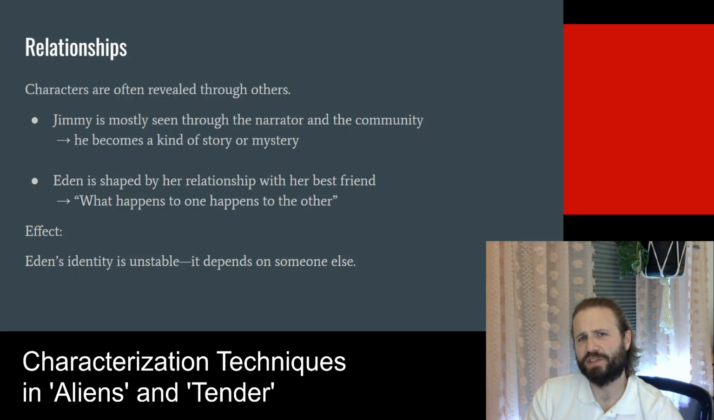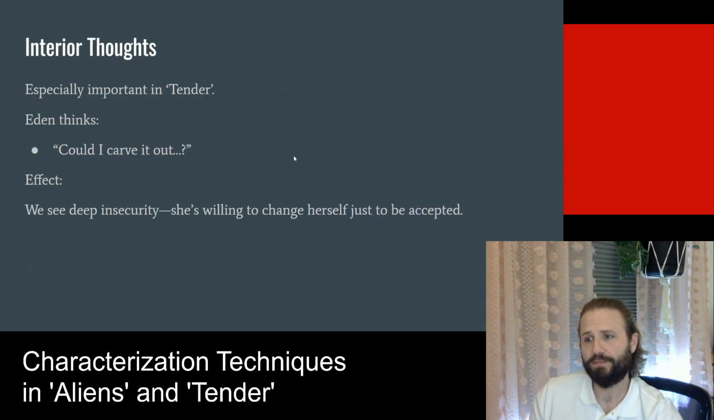And this relationship is fairly unstable. Eden's relationship, her sense of identity especially, is defined by the relationship she has with her friend. And this is seen especially through the final scene when they discuss their relationship inside of the Subway restaurant. Finally, everyone, interior thoughts. Well, not finally, we got symbolism too, but interior thoughts are this.